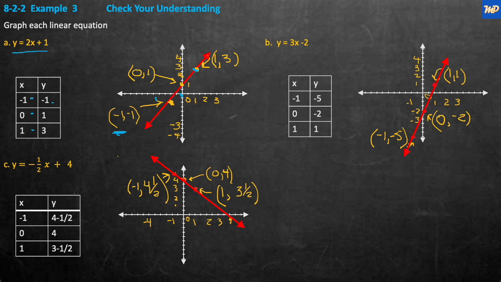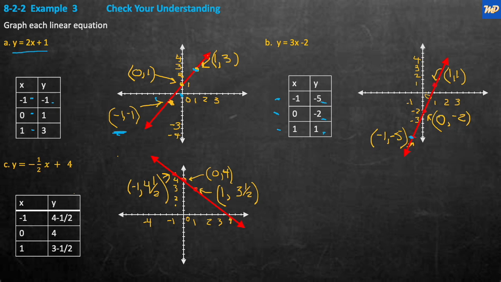The next problem, B, y equals 3x minus 2. So we replaced x with x equals -1. We're doing the same numbers each time: -1, 0, and 1. This time we get y is -5, and y is -2 when x is 0. And when x is 1, we get y equals 1. I put them in here. -1, -5 is way down here.